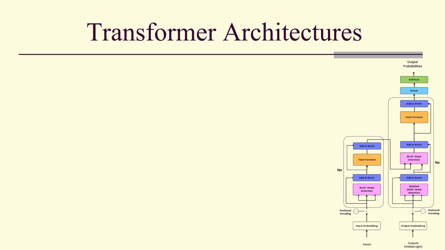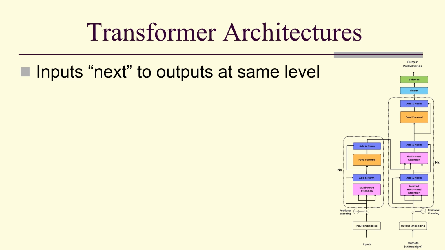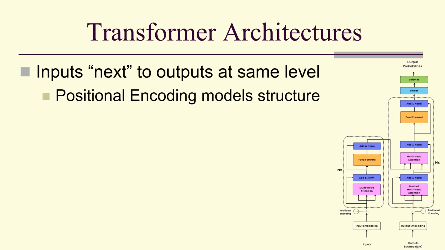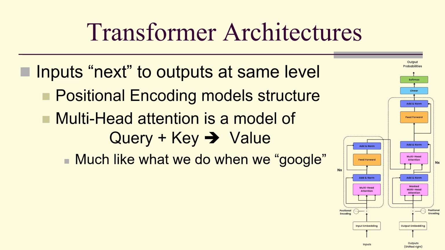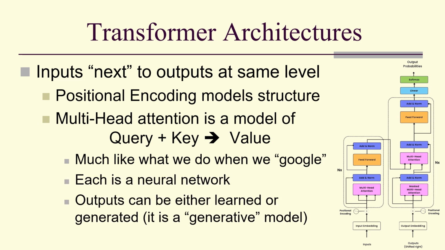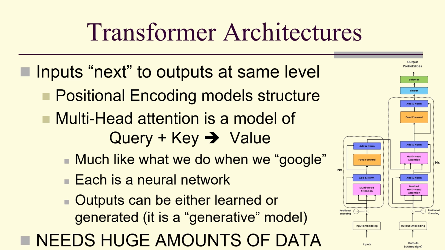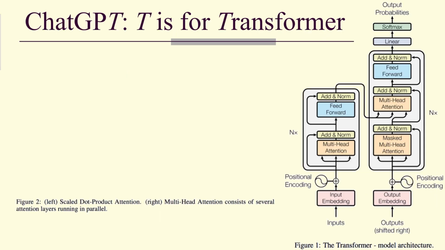And then there is this newest architecture called a transformer. Inputs next to outputs at the same level. Positional encoding, model structure. Multi-head attention is a model of query plus key gives you a value, much like what we do when we Google. Each of these is a neural network. Outputs can be either learned or generated. It's a generative model, and it needs huge amounts of data. So for ChatGPT, the T, for example, is for transformer.